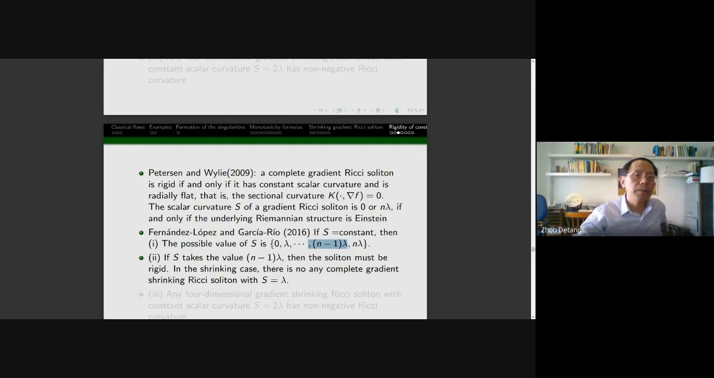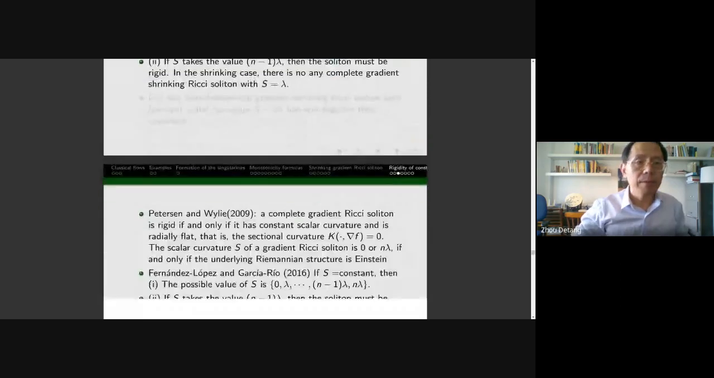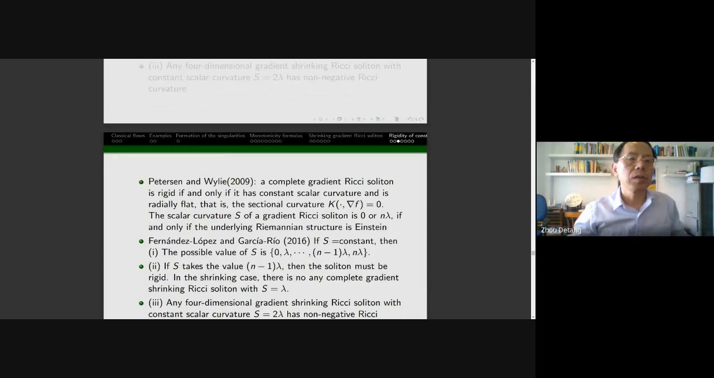So if you look at the four-dimensional case, the only remaining case is that the scalar curvature equals 2 lambda. That means if lambda is 1/2, then S is 1. In this case, they tried to prove the same result, but they could only prove that it has non-negative Ricci curvature.